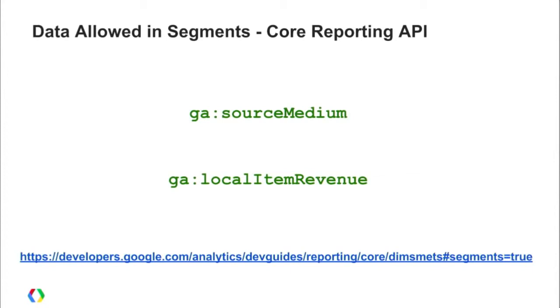Not all dimensions and metrics can be used in segments. You can go to the Dimensions and Metrics Explorer again. There's actually an option to select on the front page, a little checkbox there, and you can select that, and it'll show you which dimensions and metrics are allowed in segments. And also if you view the description of any dimension or metric, it'll indicate whether it's allowed in segments. So these two have now been changed to yes, allowed in segments.